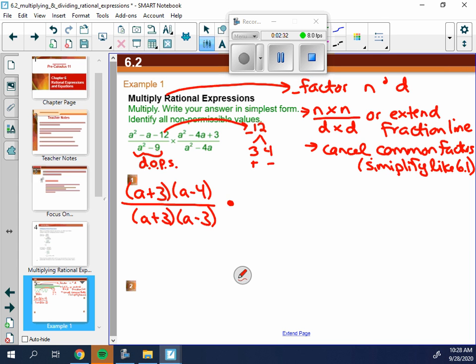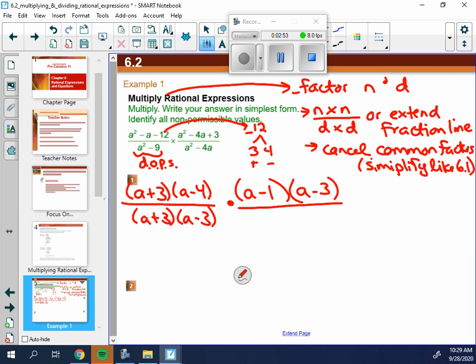Times, and factor this top one. Can anybody tell me the factors of that top one? Numbers that multiply together to get a plus 3, but add together to get a negative 4. Negative 1, negative 3. Good. A minus 1, a minus 3.